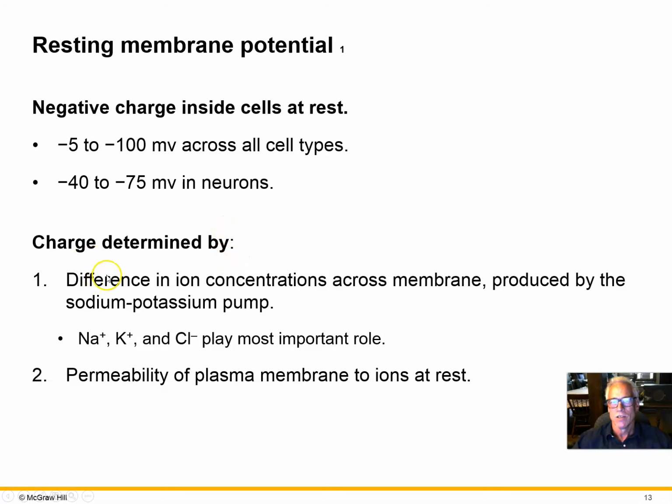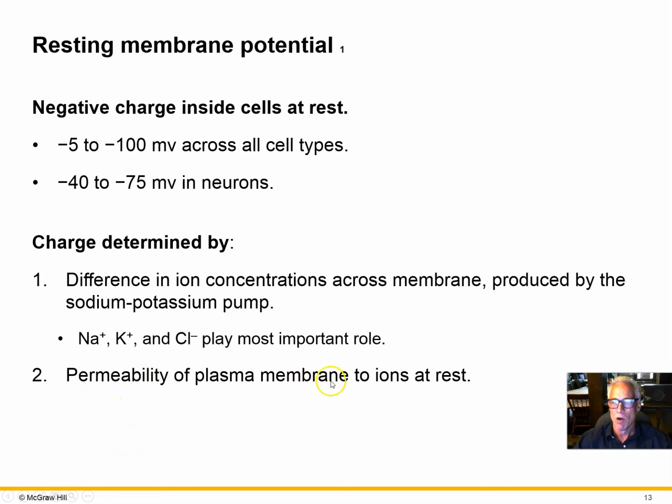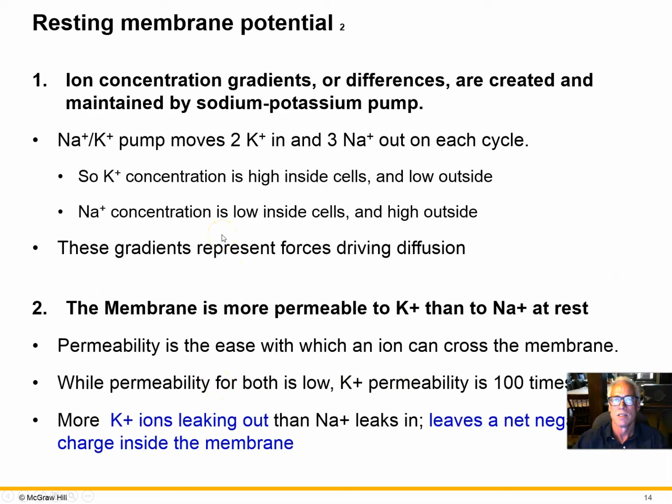There are two things to understand to explain why there's a negative charge on a resting neuron or a resting muscle cell. The first thing is that there are large concentration differences for sodium and potassium across the cell membrane. Those represent driving forces for diffusion, and that's created by the sodium-potassium pump. The pump maintains these differences in concentration across the membrane. Secondly, the membrane is more permeable at rest to potassium than sodium. So we'll take a look at those two things: the sodium pump creating gradients, and the difference in permeability of the membrane to the ions.